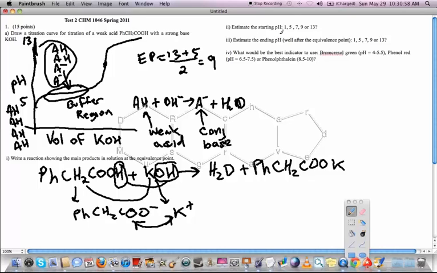And now we can answer the other questions. Starting pH, well, since it's a weak acid at the beginning, it's going to be 5. Ending pH, strong base being added, so it'll be 13 at the end. And which indicator do we use? Well, we use the indicator that will best describe what's going on at the equivalence point, and it will cover that region. So this would be a pH of 9, so I would choose phenolphthalein as my indicator for this one.